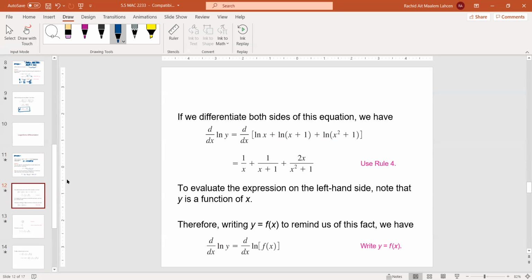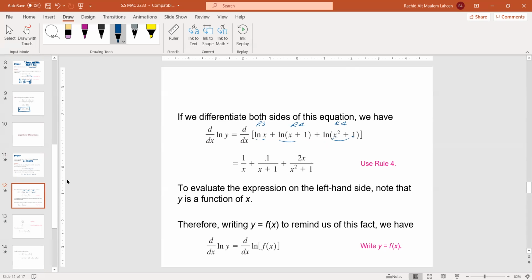Then if we differentiate both sides with respect to x, what's going to happen? You're going to have, of course, this derivative of y, and these become easier because, as you see, this one is rule number 3, this one is rule number 4. So 1 over x, the derivative of x plus 1 is 1, the derivative of x squared plus 1 is 2x. Then you get that derivative here, y prime.